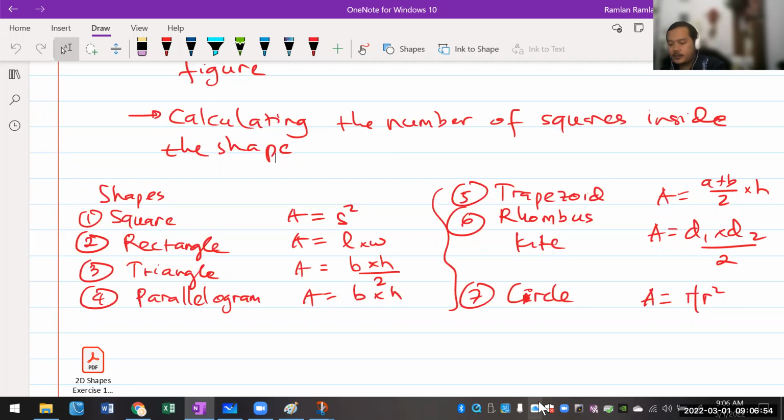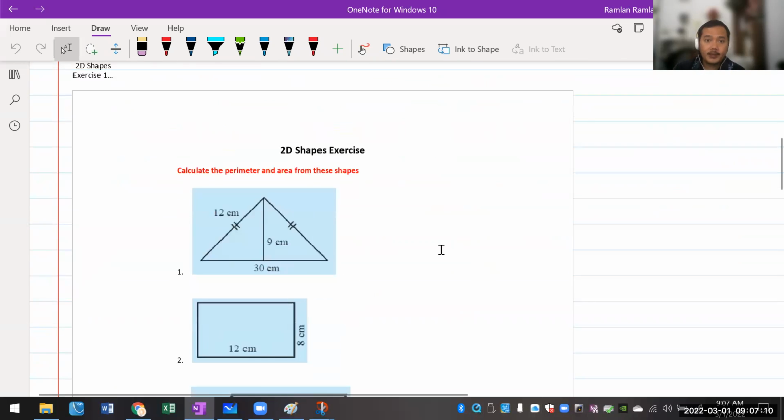Okay, let's go to the exercise now. Please get your exercise book ready because you're going to write this down in your exercise book and submit it in a note, okay? Okay, here we go. Let's start from the first question. So not perimeter ya, perimeter nggak usah. Di area aja, ya. Okay, so I'm gonna erase that. We don't need the perimeter.